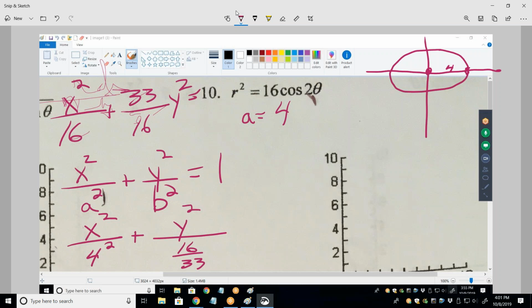Okay. So b is the square root of 16/33, just like 4 was the square root of 16. In other words, a is the square root of that denominator. B is the square root of this denominator once I get y squared all by itself, which I've done. So I need the square root of that squared, which will give us 16. In other words, I think this is correct, okay?